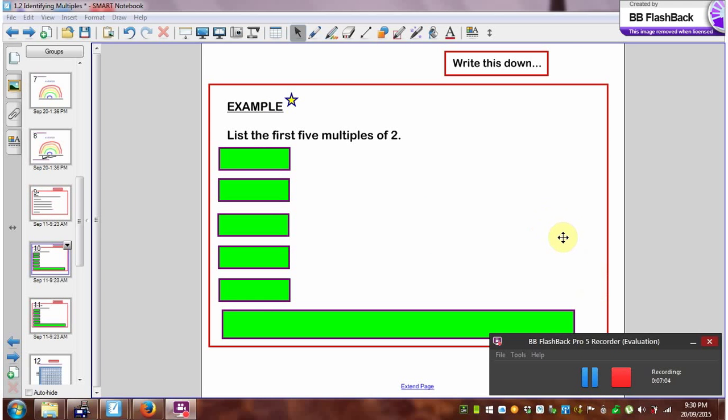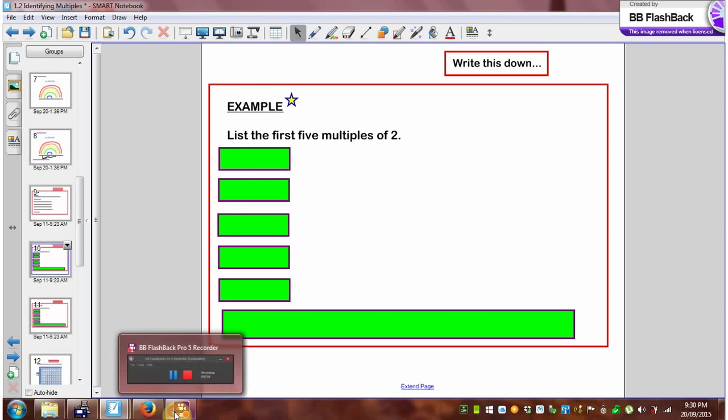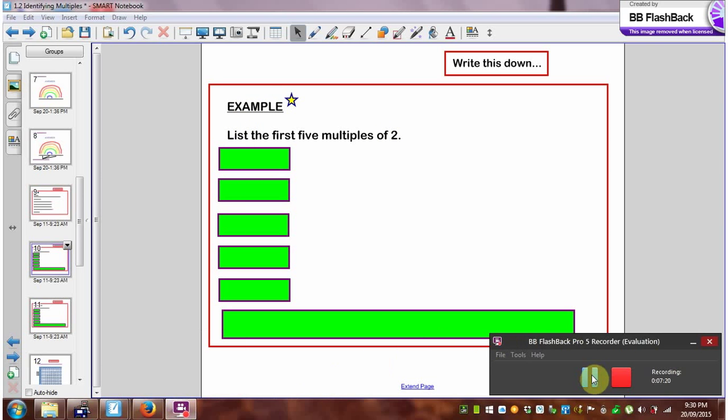Okay, so we're going to try an example now. I want you to write this in your book. Example, underline example, and I want you to list the first 5 multiples of 2. Make sure you write that down. Once you pause it, and then once you got that written down, you can play again, and we'll work through it together. You don't have to try it by yourself yet. This is an example that we'll work through together.